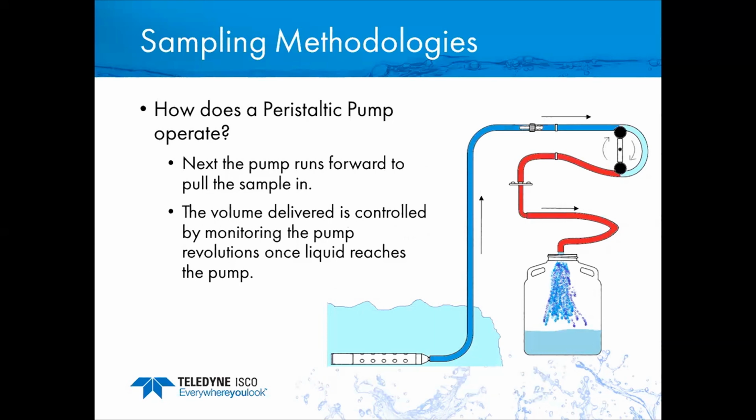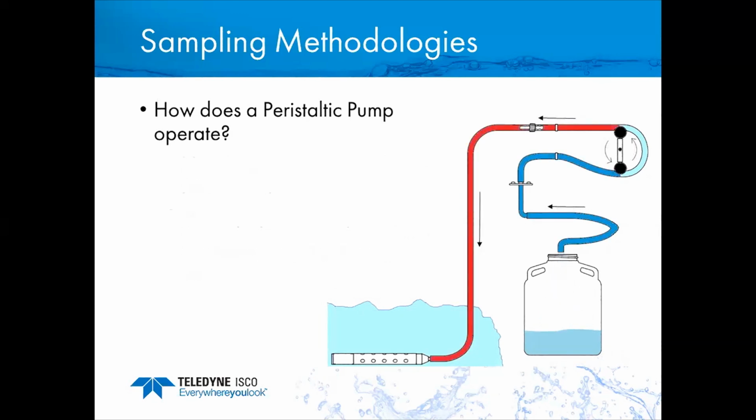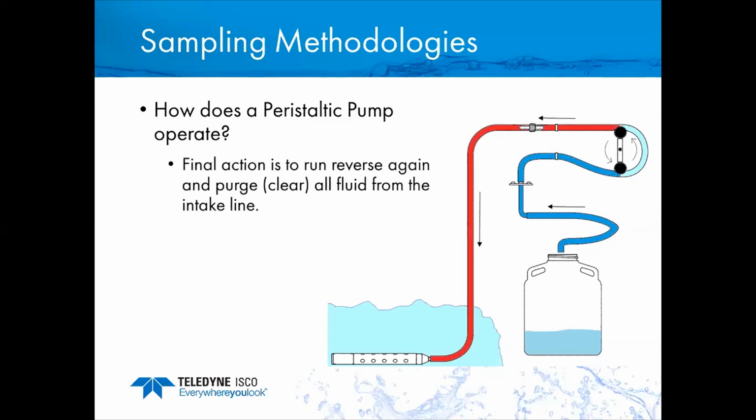Once the liquid detector has sensed that liquid has reached the pump, that is when the calculations take over, based upon the volume you have programmed the sampler to deliver, and that accurate volume is delivered into the bottle below. Once it has completed the delivery of that sample, the final action is again to reverse the pump and purge out the liquid that has been pulled into the line, and thus avoid residual material collecting in the line and impacting the quality of the next sample event.